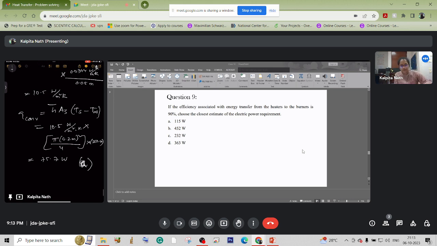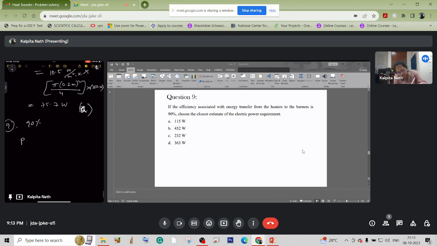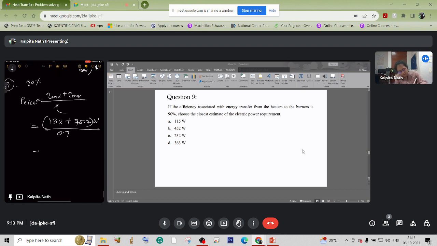Okay, let us proceed with the solution then. So this is question number 9. So efficiency is given as 90%, and as I've already said, the total electrical power that is required will be the total radiation loss and convective loss, that is the total heat loss, upon the efficiency. That is 133 plus 75.7 watt upon 0.9. So that is 232 watt.